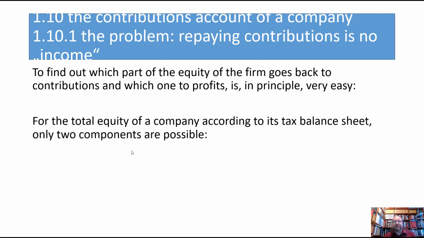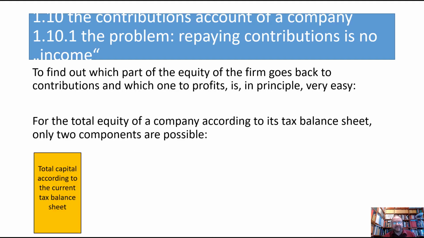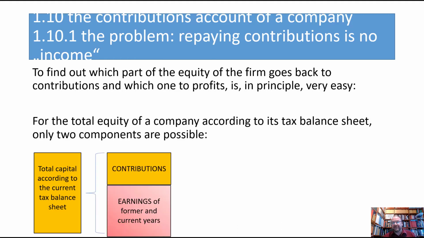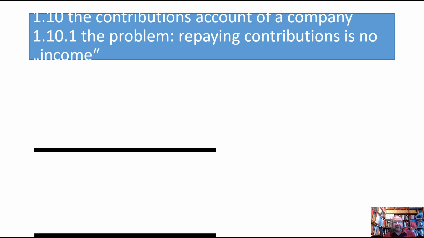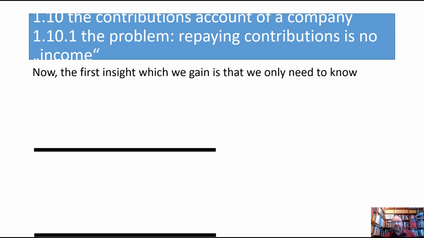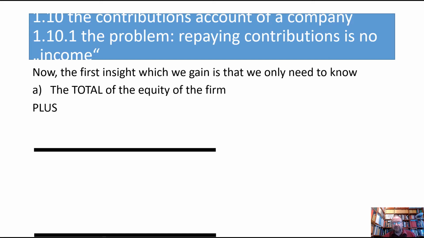For the total equity of a company, according to the tax balance sheet, there are only two possibilities, because it's either contributions or it comes from earnings of former years or the current year. So you have only these two possibilities. And that makes life easy because at first glance it's clear that we only need to know the total equity and one of the two parts of it, then we can automatically calculate the third one.